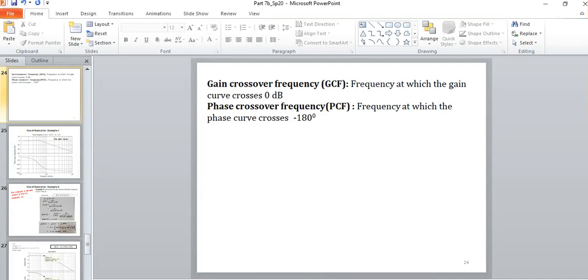Gain crossover frequency is the frequency at which the gain curve crosses 0 dB, and phase crossover frequency is the frequency at which the phase curve crosses minus 180 degrees.